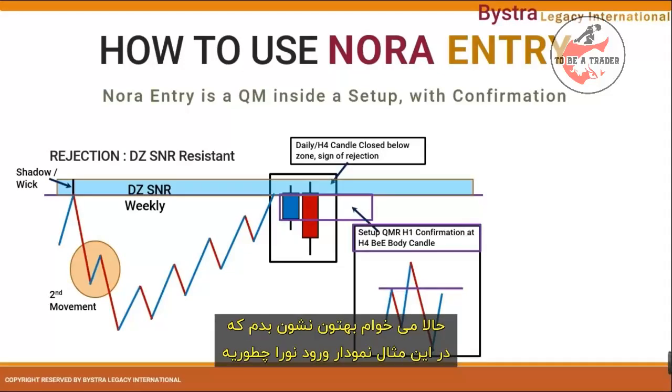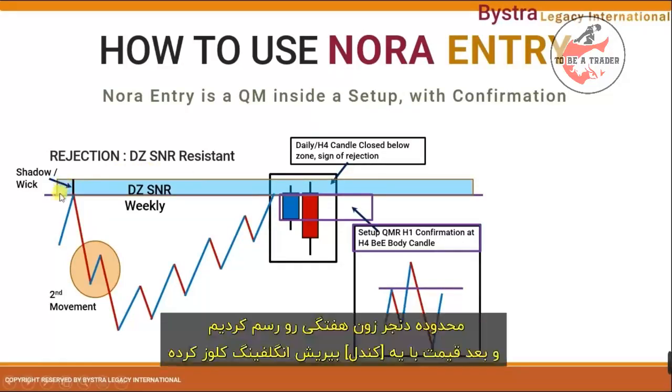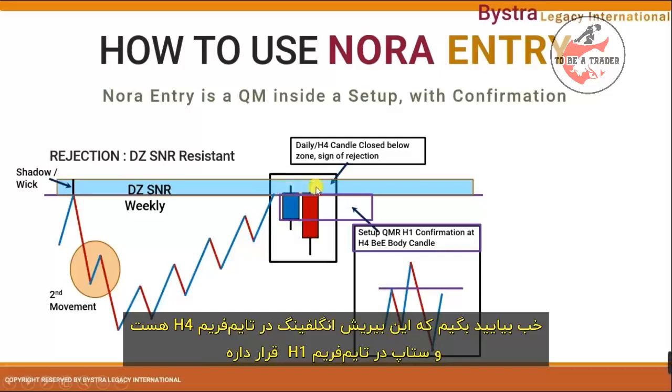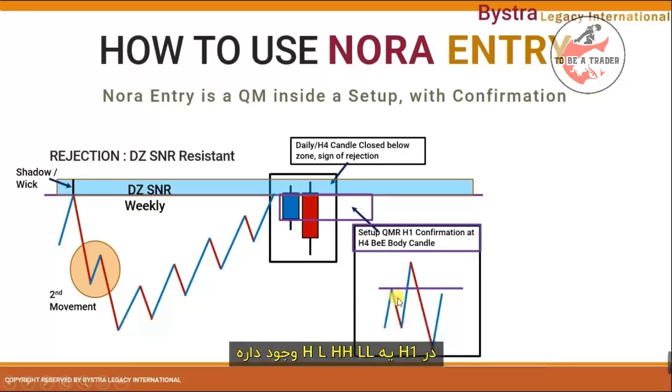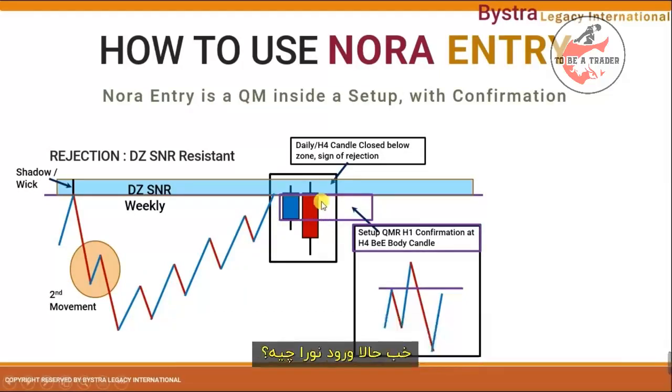So I'm going to show you what the Nora Entry looks like in the example of this chart. Here we have the rejection on the danger zone, SNR resistance. We have drawn the SNR weekly danger zone, and then the price has closed a bearish engulfing. Let's say this bearish engulfing is at the H4 time frame, and there's a potential setup on the H1. On the H1 there is a high, low, higher high, lower low. At the same time, the confirmation of this setup is at the body of this bearish engulfing on the H4 time frame. So now, what is Nora Entry?